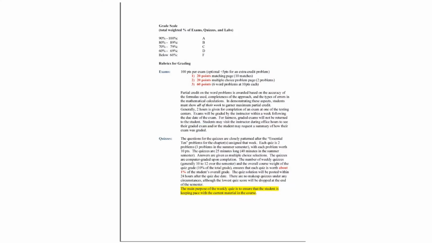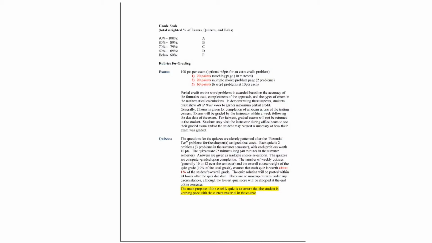We have particular rubrics for the grading. The exams will be 100 points per exam with an optional extra credit problem for plus 5 points. The first page of the exam will be a matching page. There will be 10 columns of matches, 2 points per match for 20 points. The second page will be 2 multiple choice problems. They're word problems, straightforward, all or nothing, but the answers are there. Multiple choice problems for 20 points. And then there's the problem section, which will be 6 word problems, probably 2 easy problems, 2 medium problems, and 2 hard problems. 10 points each, partial credit given.